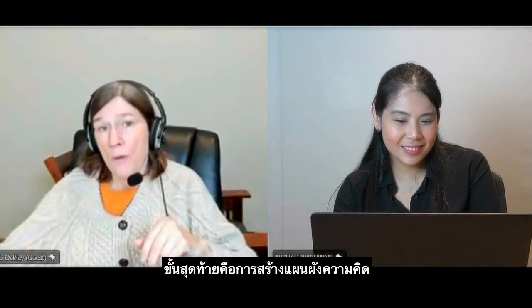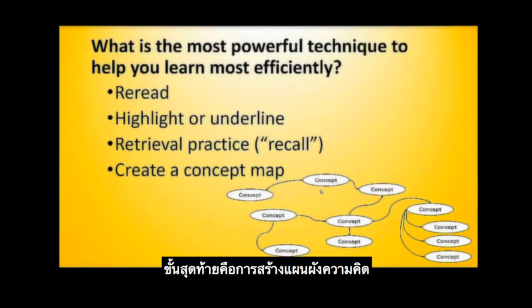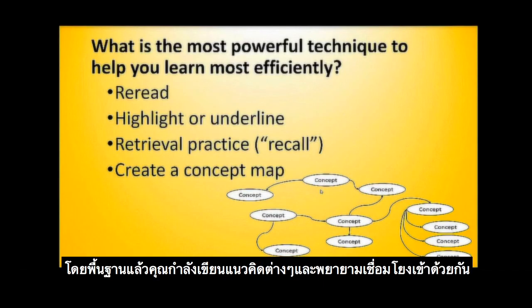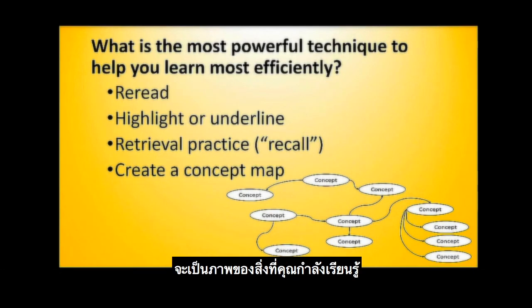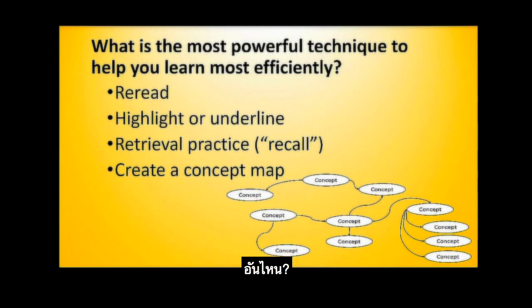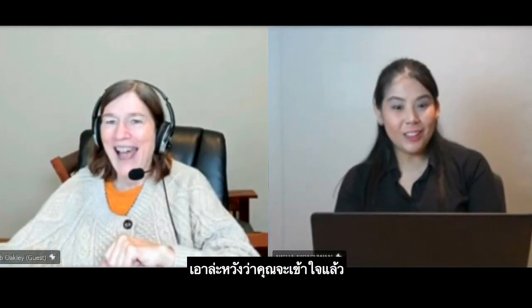The final one is creating a concept map. So basically you're writing down the different concepts and trying to connect them together so that you really see the big picture of what you're learning. So we've got 4 things. Which one is it?